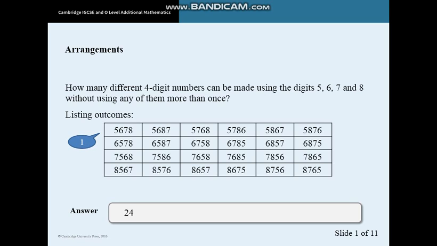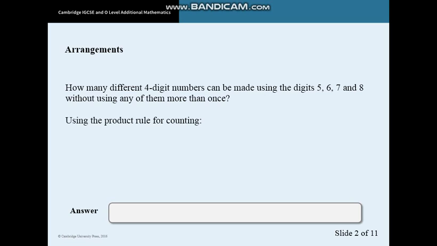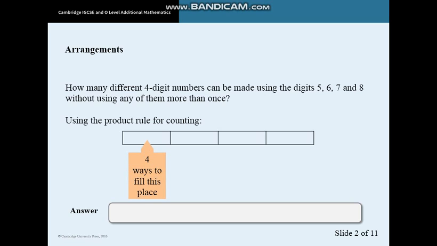I have another way to do this with the same problem, using the product rule for counting. Because there are 4-digit numbers, we put 4 boxes, and in the first place we can put any of the numbers. We can put 5 or 6 or 7 or 8. So there are 4 ways to fill this place.